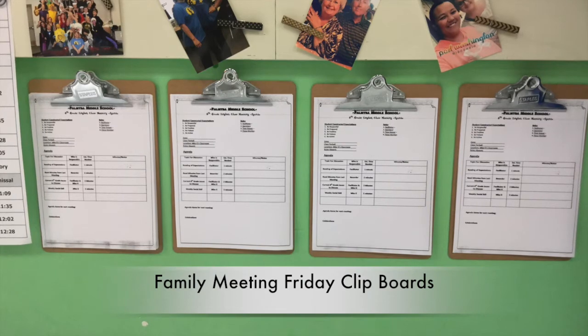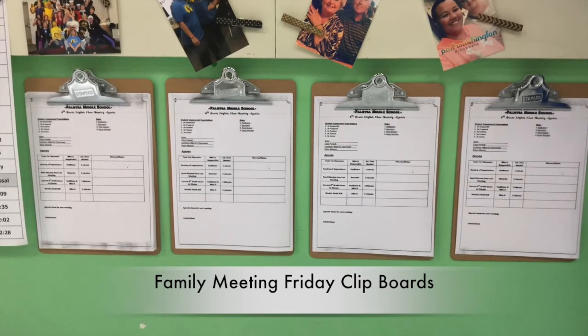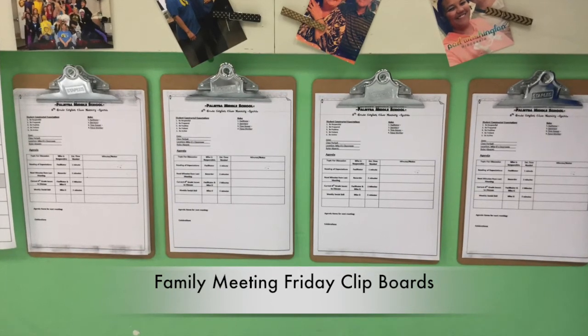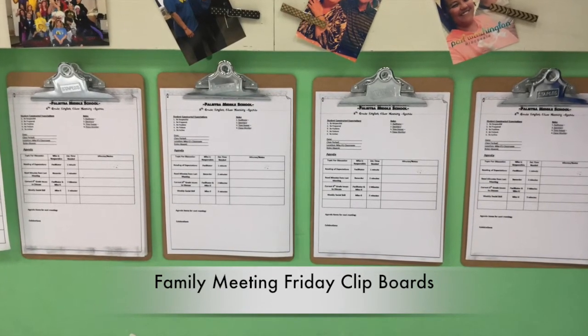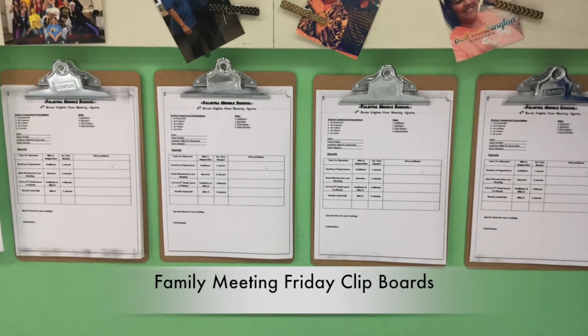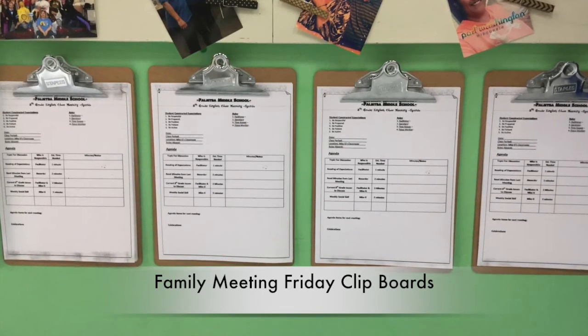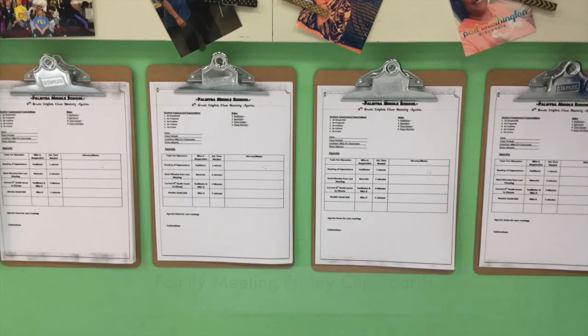Every Friday we start off class with Family Meeting Friday, where we hold classroom meetings and talk about social skills or what we need to work on that we're having trouble with in class and outside of class. Each class period has their own clipboard where we keep minutes and also have our class expectations for the meeting.